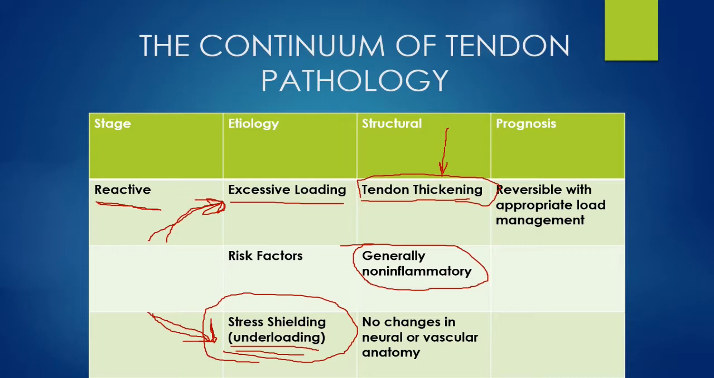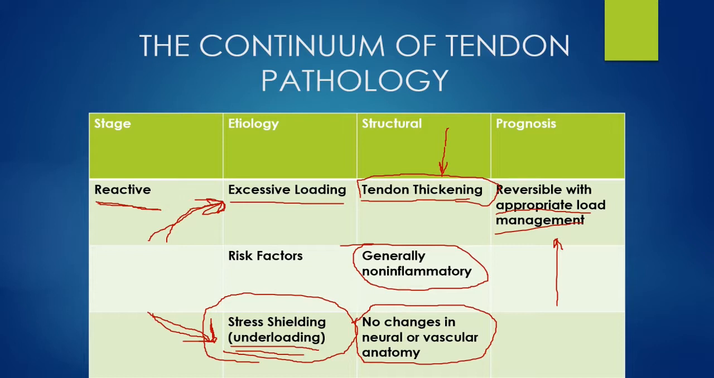of thickened tendons. Well, in the reactive stage, we see no changes in the neural or vascular anatomy. In other words, there's no vasculogenesis or angiogenesis, and there's no neurogenesis. And this condition is generally reversible with appropriate load management. Now, if you're a primary treating physician or a qualified medical evaluator, referring or even rendering treatment for these examinees, it's important that you supply them with treatment that involves appropriate loads.